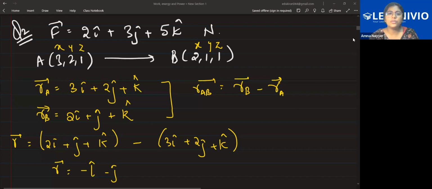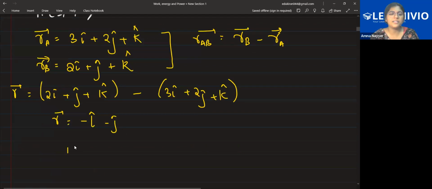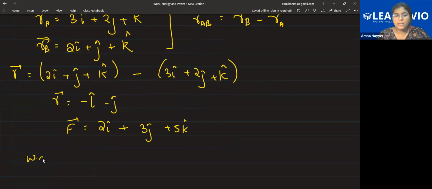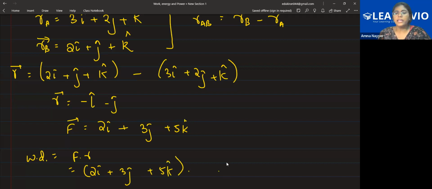Now, what is the value of force? 2I cap plus 3J cap plus 5K cap. So you have the force now, you have the displacement. So work done has to be calculated. So work done will be F dot R. That is force is 2I cap plus 3J cap plus 5K cap. Here dot is minus I cap minus J cap, right?